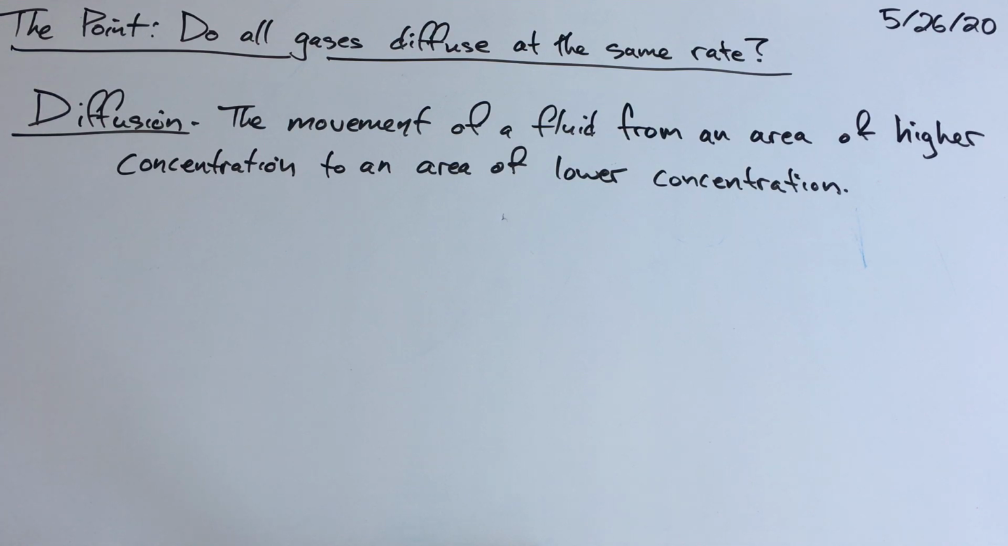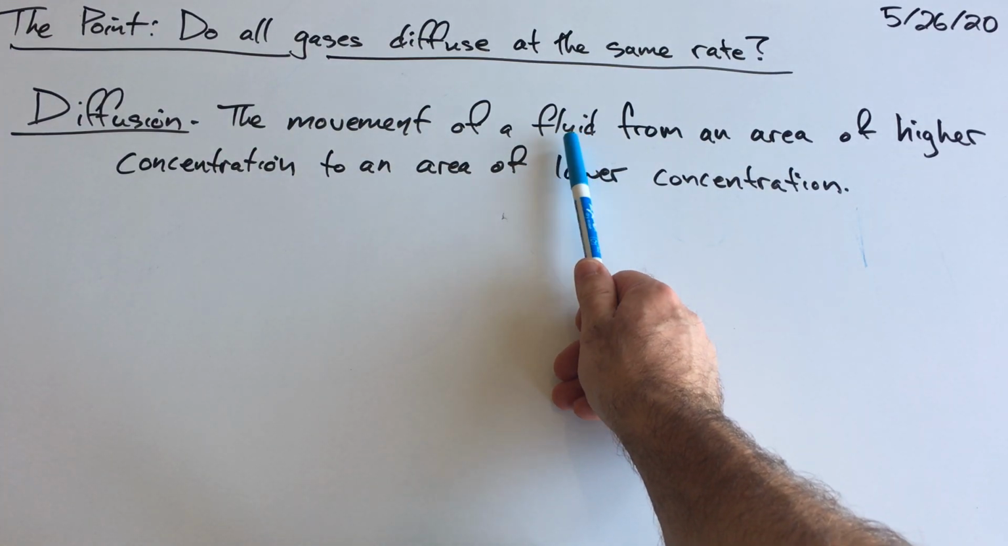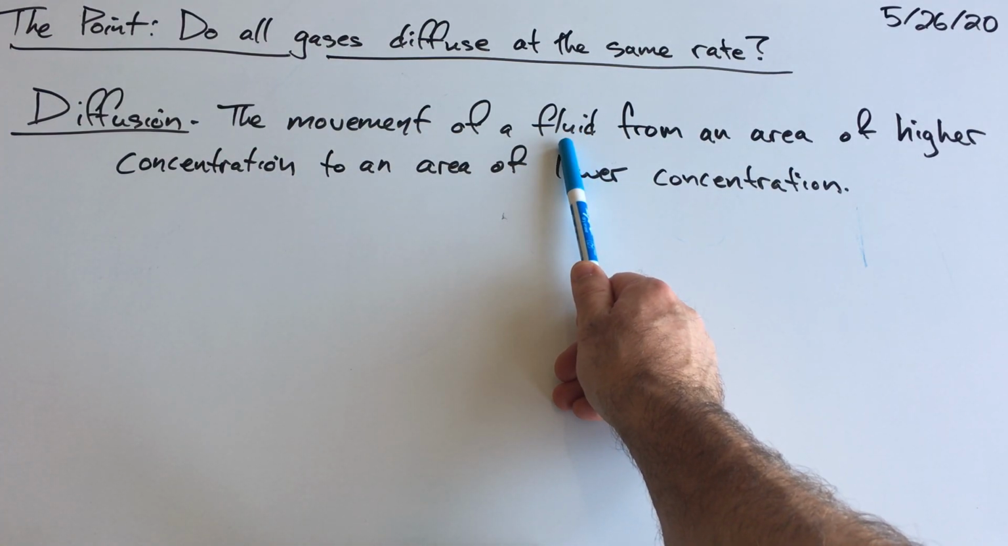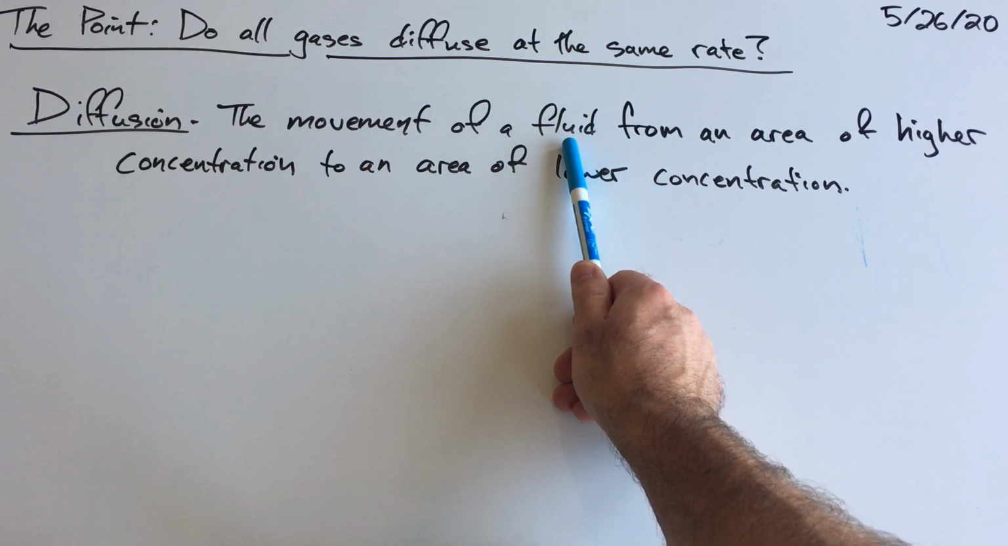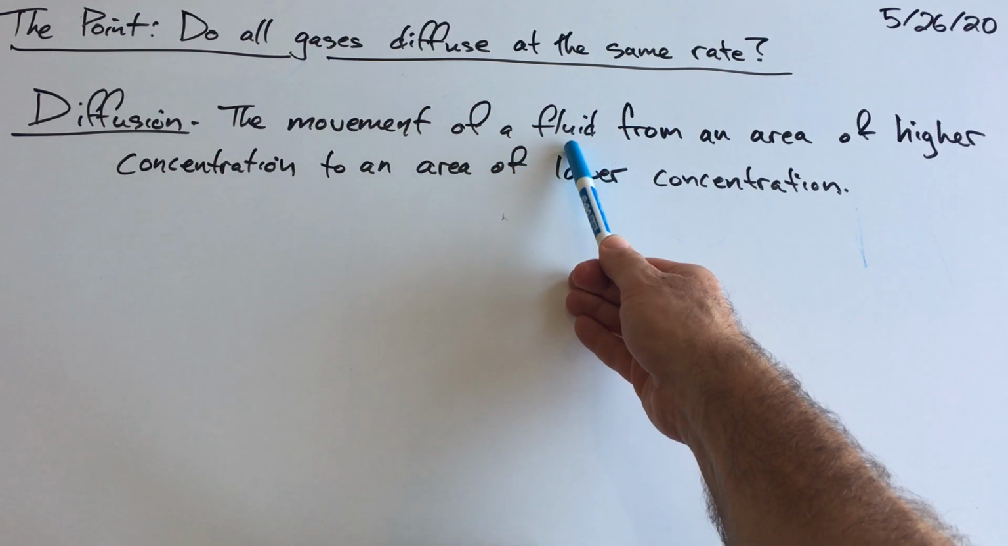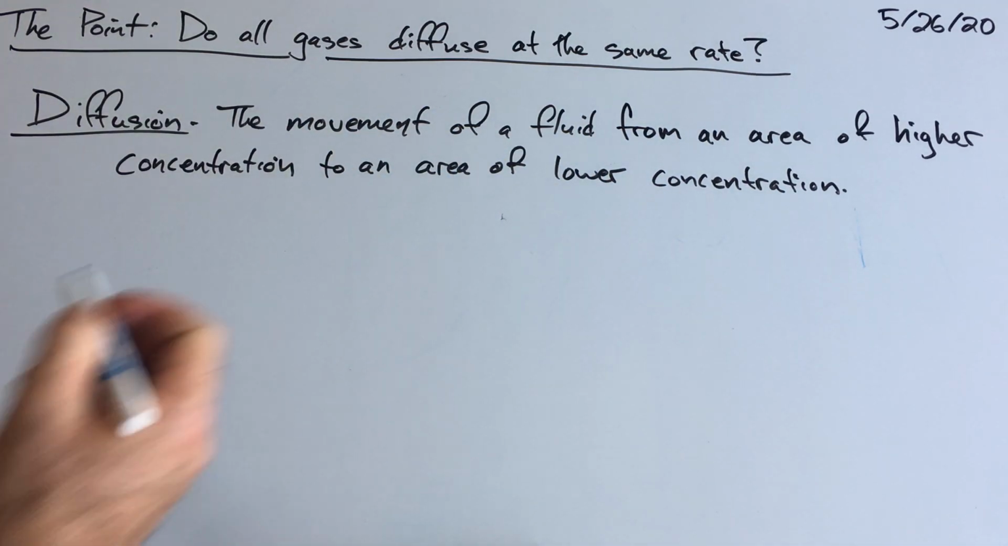Welcome back. Okay, so what does this mean? First thing is, what's a fluid? A fluid is anything that can change shape, anything that flows. So liquids are fluids, gases are fluids. We're going to talk mainly about the gas portion of diffusion, but it also works for liquids, so we're going to start with liquids.